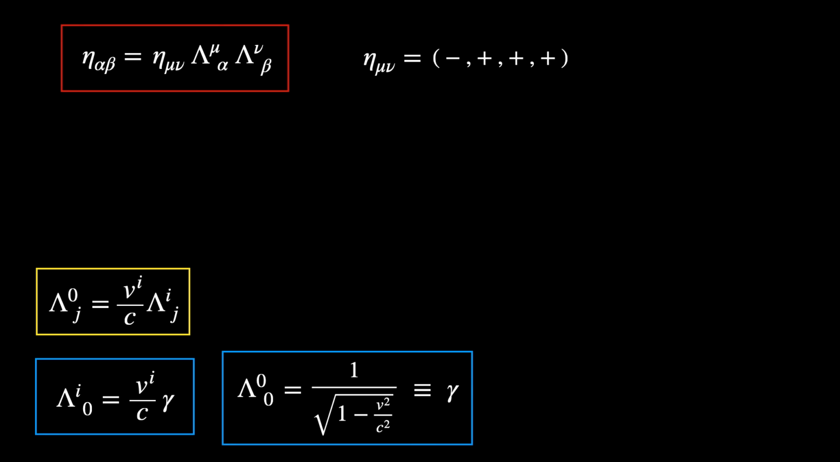Now for the last set of equations, with alpha equals j and beta equals k, both are spatial indices. From the definition of eta, the left-hand side is just the Kronecker delta.